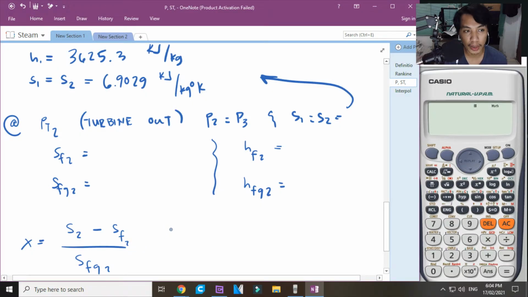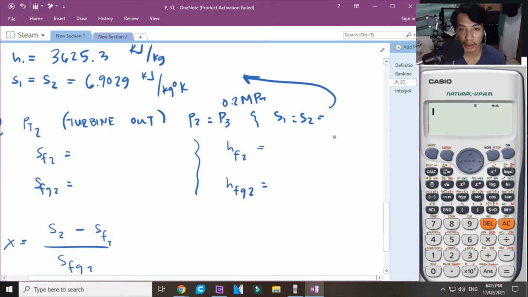So, S2 is 6 point. Pakitignan na lang. 0.2, 1.5301 tsaka 5.5970 yung SFG. Correct? Ito ang process. At point 2, di ba, S1 is equal to S2. Meron siyang binigay na pressure which is 0.2 MPa. You look it up at table 2. Ayan, lagay mo dito, table 2 mo kukunin yan.